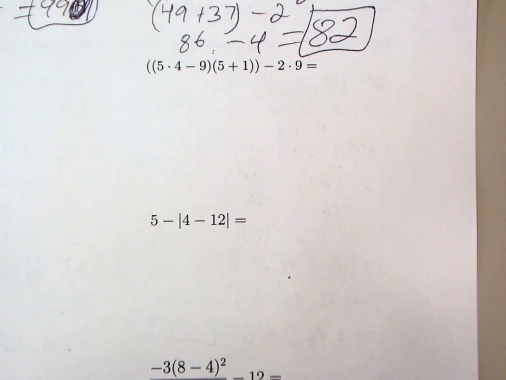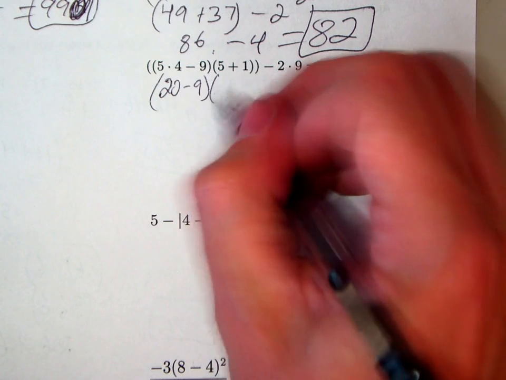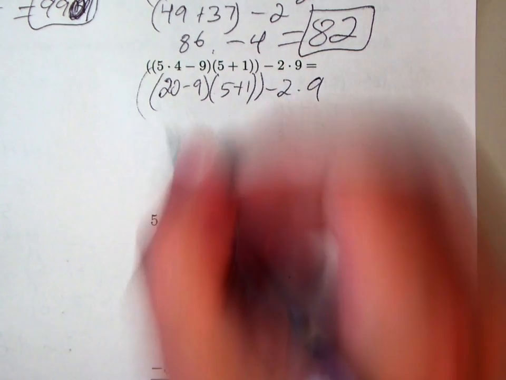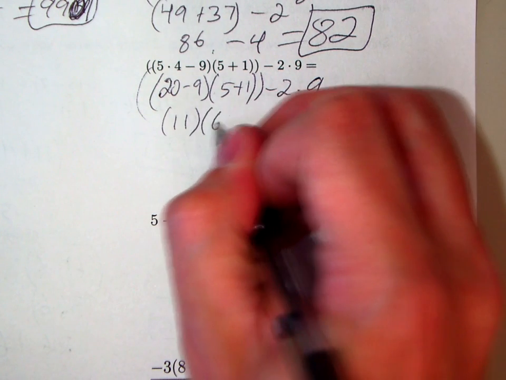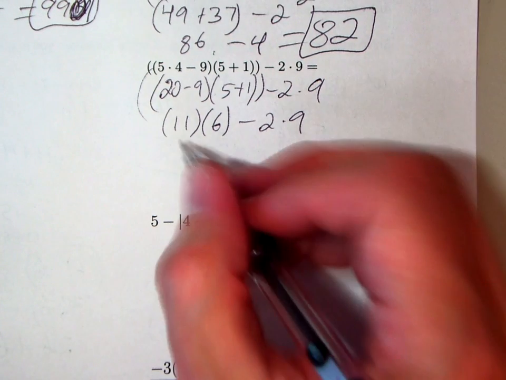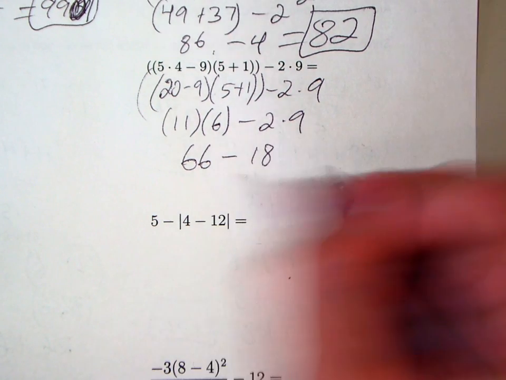Next problem. 5 times 4 is 20 minus 9, 5 plus 1 minus 2 times 9. So we subtract these and we get 11 times 6 minus 2 times 9. So the multiplication happens first. So 66 minus 18, which is 48.